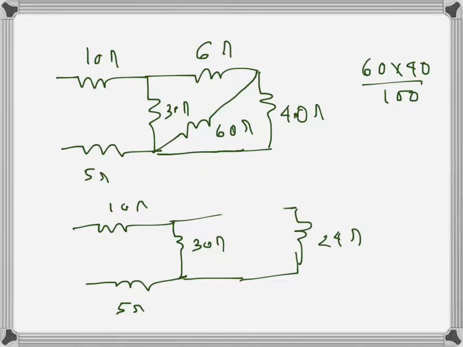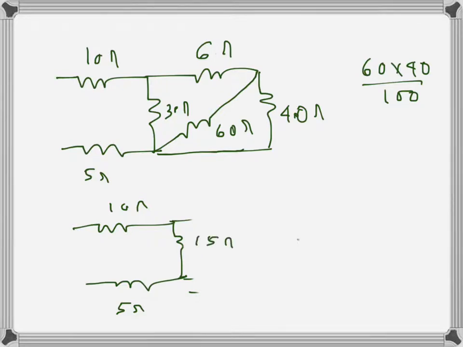I will just erase this. The 6 and 24 in series become 30 ohms, and we have a 30 ohms and another 30 ohms in parallel, two 30 ohms in parallel, which will essentially give us half of that, so 15 ohms. So we can get rid of these two resistors since they are in parallel, and just have one resistance, that is 15 ohms.